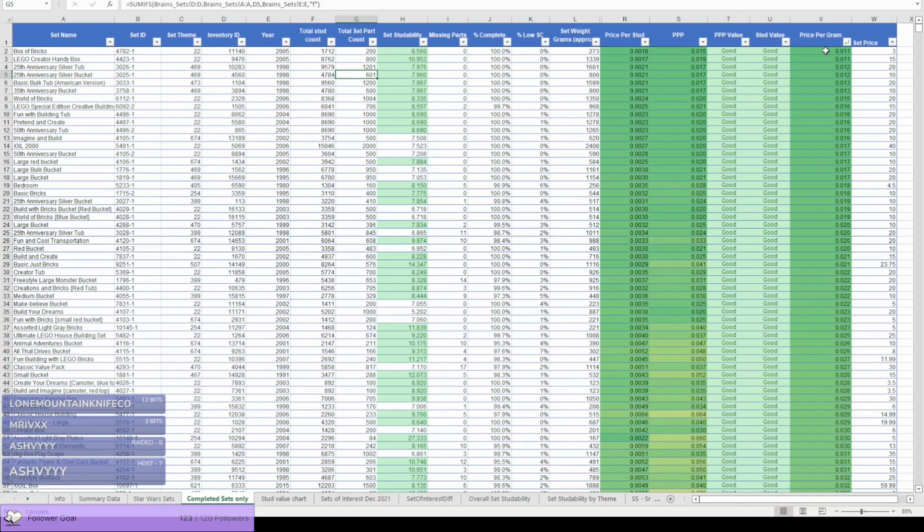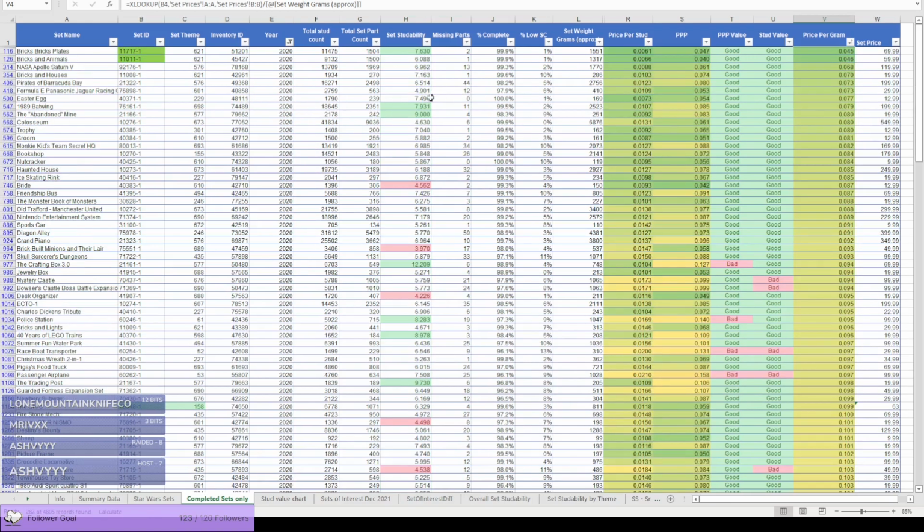So the price program, the only drawback for this is it does not take into account inflation and all those other sorts of monetary things. It just says back in the day this cost $3, and that's where we get these price calculations from. So over the decades, looking at prices can be a little bit misleading. I totally understand that, but you can filter this to say only show me 2020 sets, for example. And now we're looking at, for 2020, what has the best price per gram.